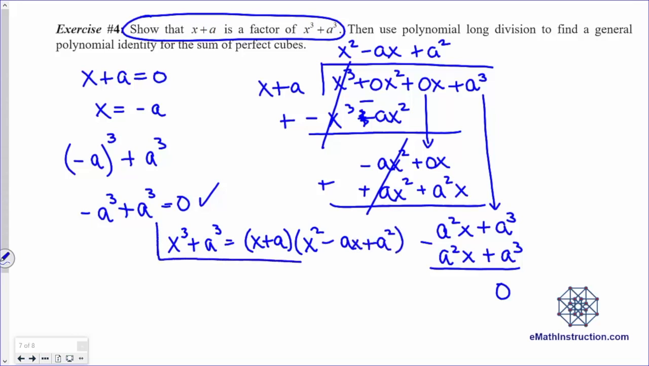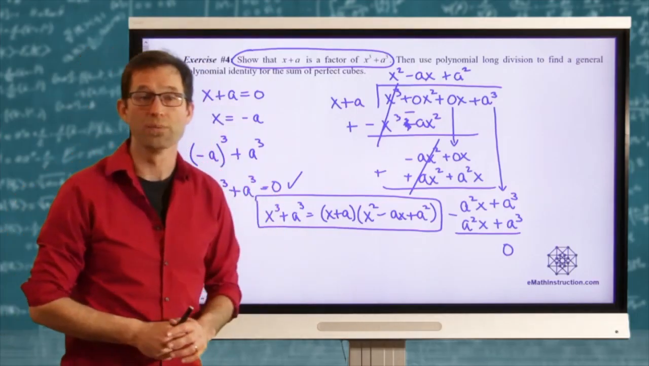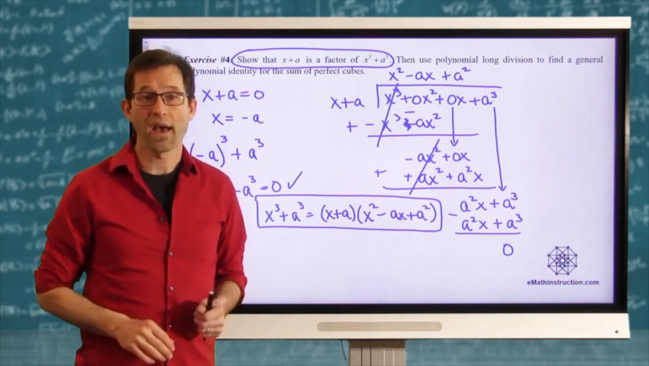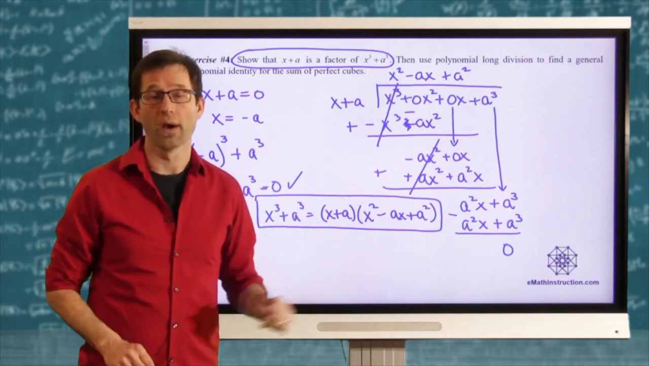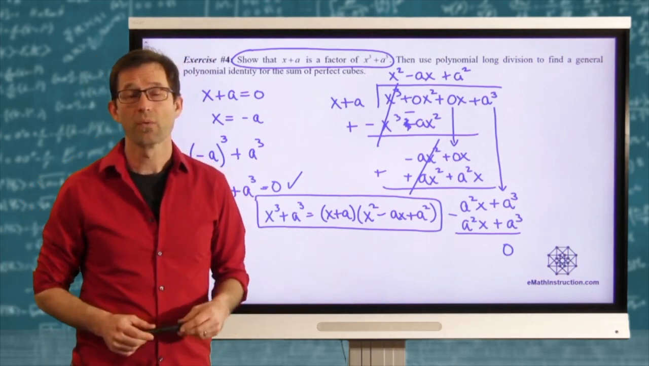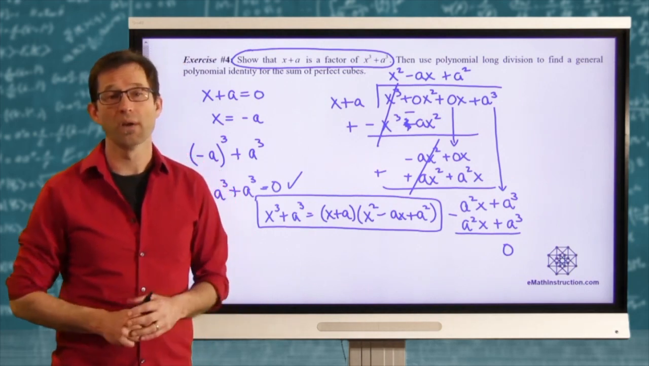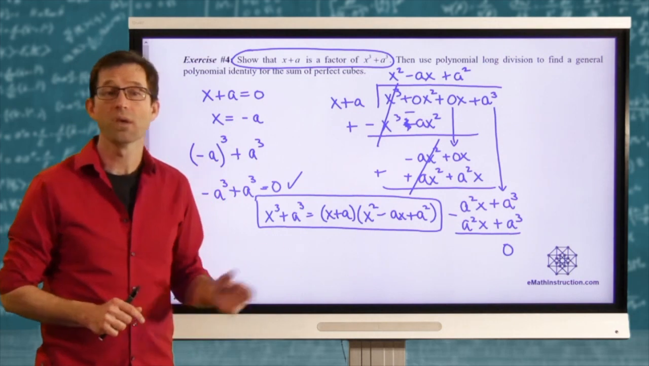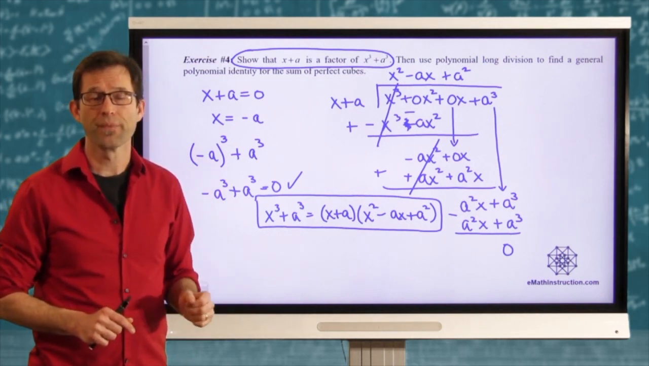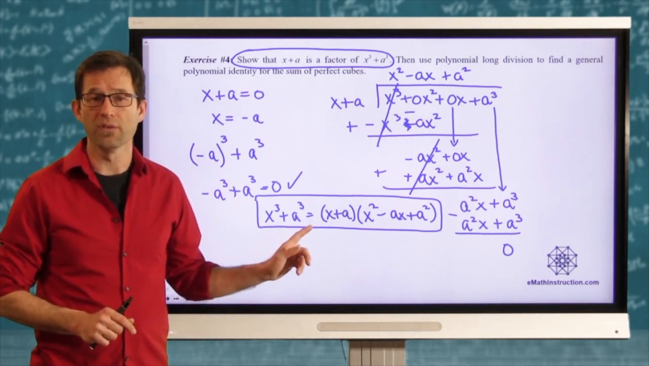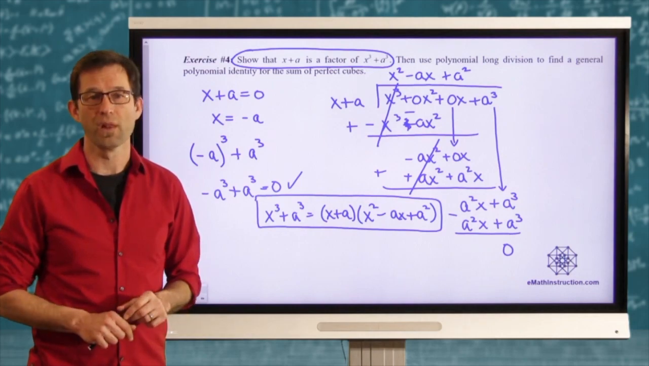And this is that general polynomial identity for the sum of perfect cubes. Your teacher may require you to memorize this. That could be, right? You won't see the sum and the difference of perfect cubes coming up nearly as much as the difference of perfect squares, but it does arise here and there. Pause the video now for a little bit if you need to write any of this down, and then we'll wrap up the lesson.